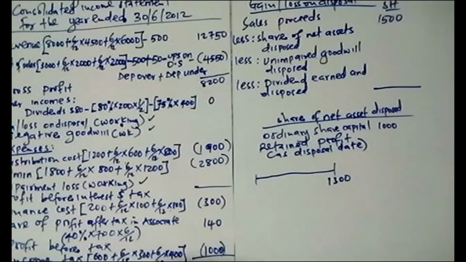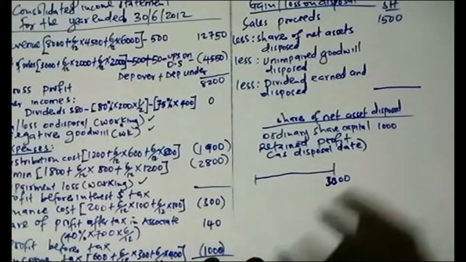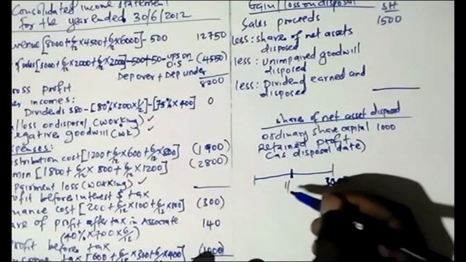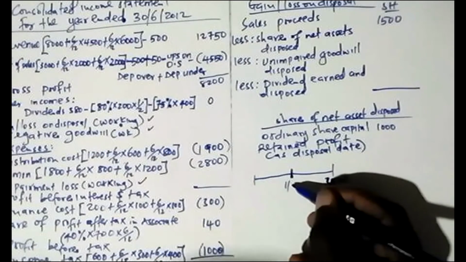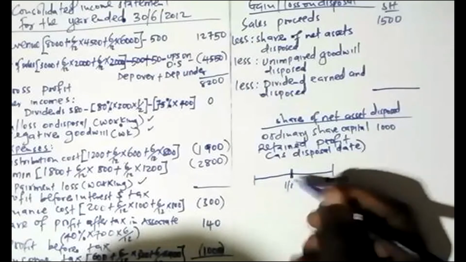So that is 3,000. The 3,000 was at the end of the year. And remember, as a disposal date, it was first, because it was first, what? 1st January. That is 1st January. At the start of the question, I think these are the things we already interpreted.